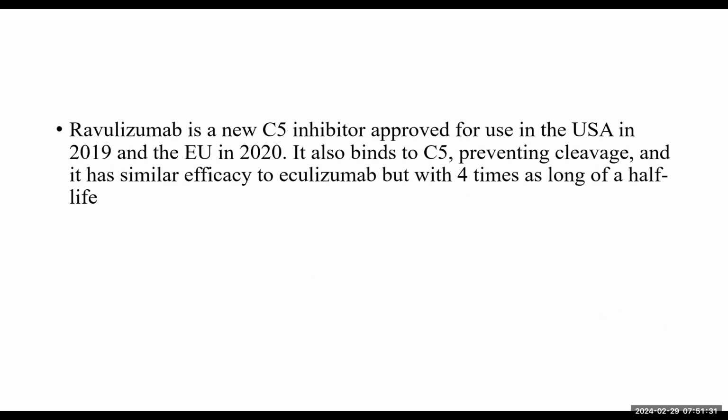Another drug, ravulizumab, is also a new C5 inhibitor approved for use in the United States in 2019 and in Europe in 2020. It also binds to C5, thereby preventing cleavage, and it has similar efficacy to eculizumab, but with a half-life 4 times as long as eculizumab. So this drug seems to be better than eculizumab in terms of half-life.